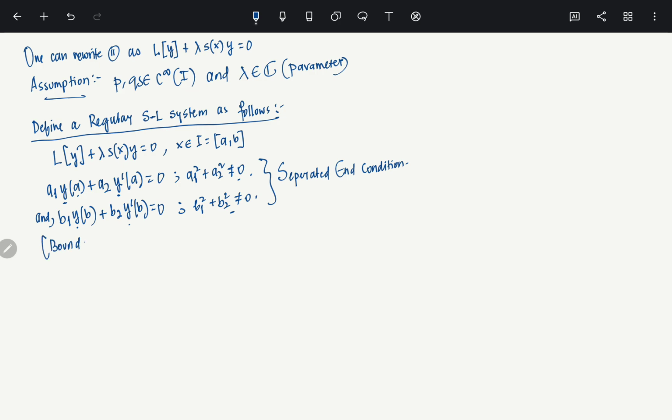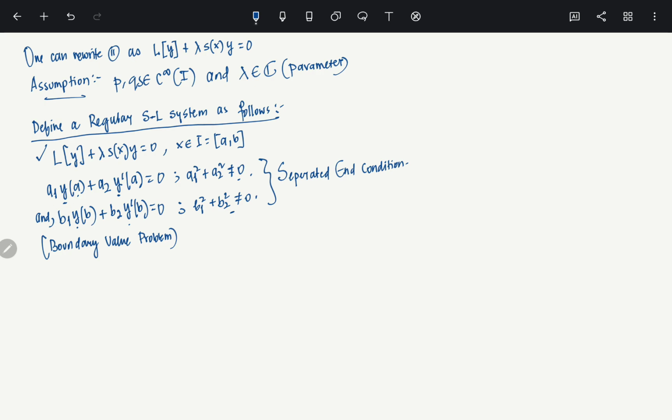Boundary value problem. Okay. So initially I am going to start with this sort of equation, which is called a regular Sturm-Liouville system. What is the system? You have this equation where lambda is a parameter given like this, and then these two boundary conditions are there, at the point A and at the point B.